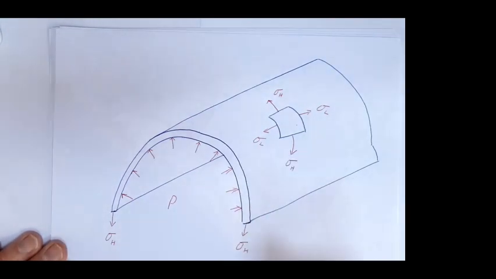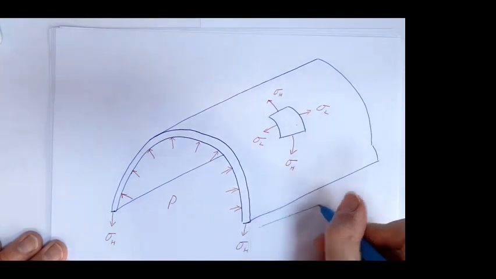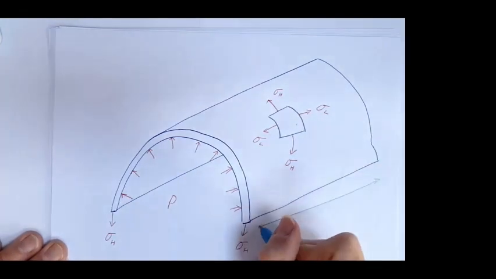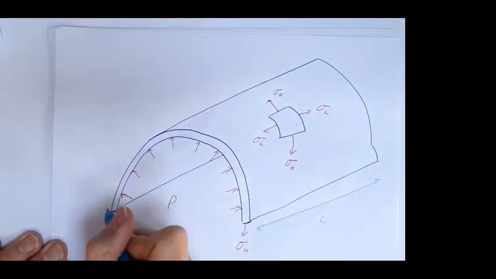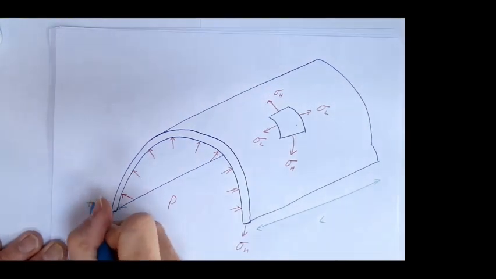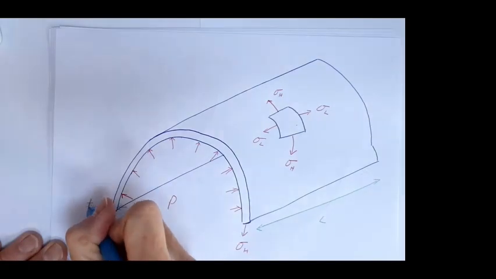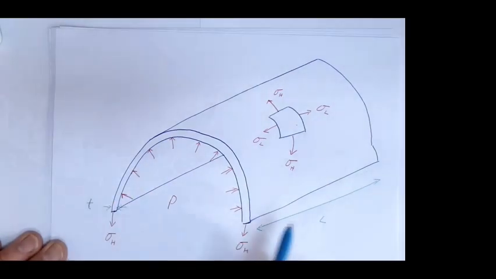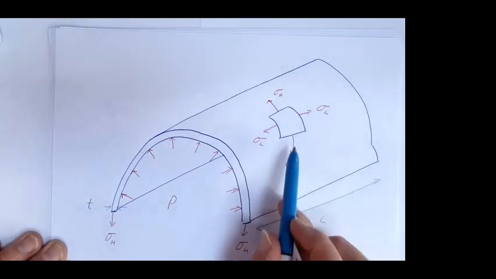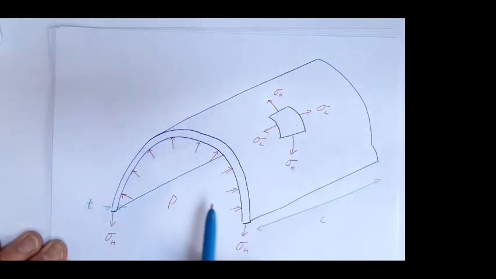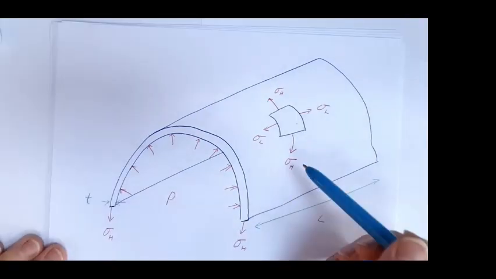So let's put some dimensions on this. Let's say this is of length L and of thickness T. Okay, and given those dimensions and this pressure, we can work out what the hoop stress is, which is acting internally within the material, acting in this direction. We can also work out what the longitudinal stresses are. Okay, so let's work out what those hoop stresses are.